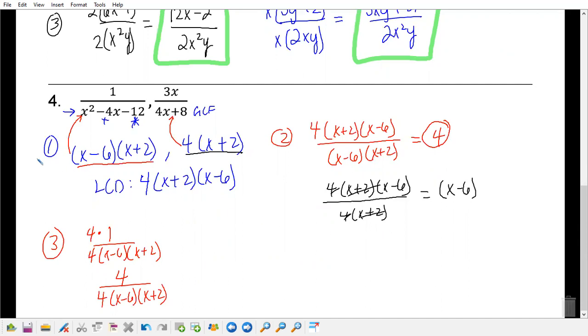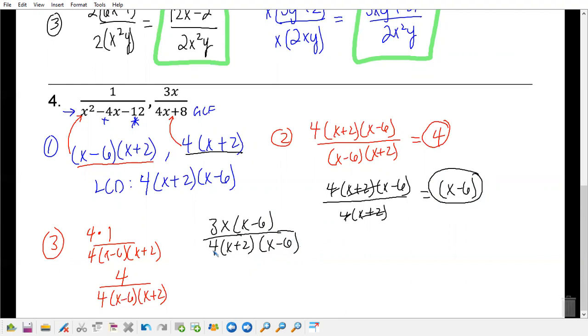Okay, now I'm going to do it to the other rational expression. So we have 3x over 4 times x plus 2. And I'm going to multiply the numerator and denominator by the quotient that I got in step 2. So we have 3x times x minus 6, and we have 4 times x plus 2 times x minus 6 in the denominator.